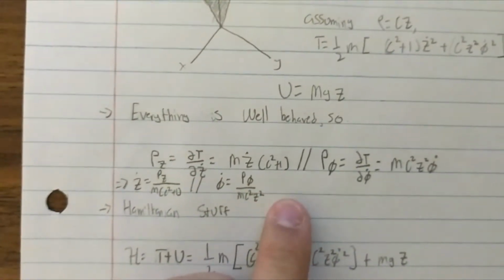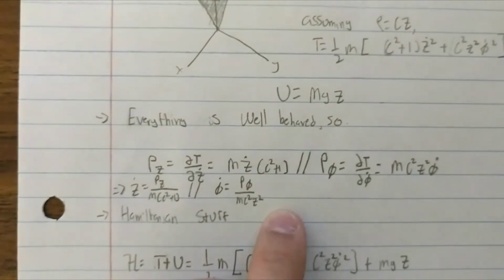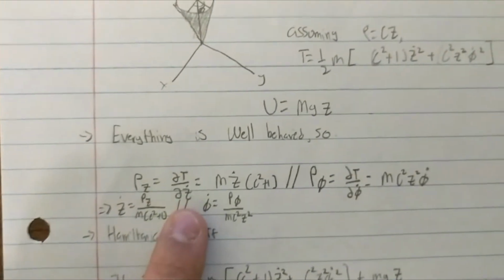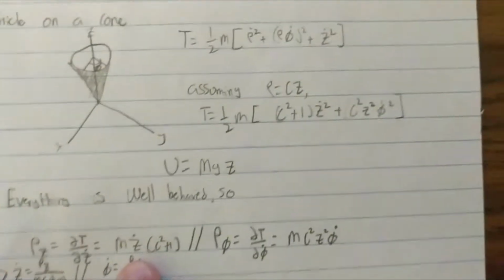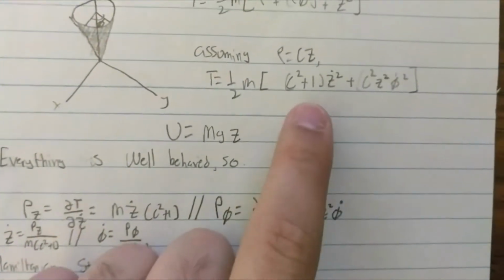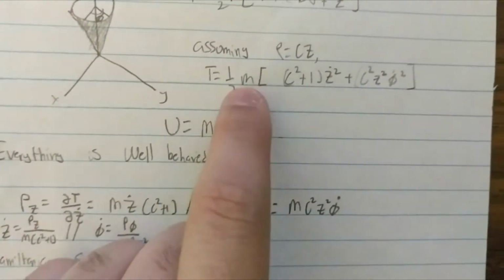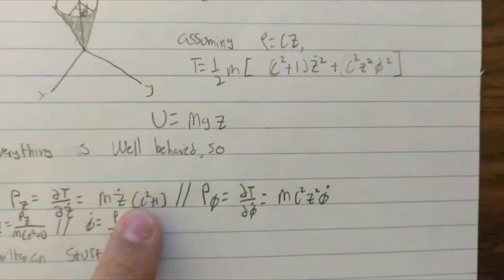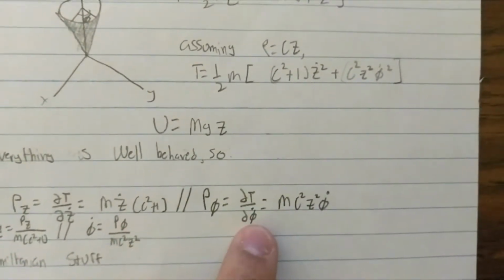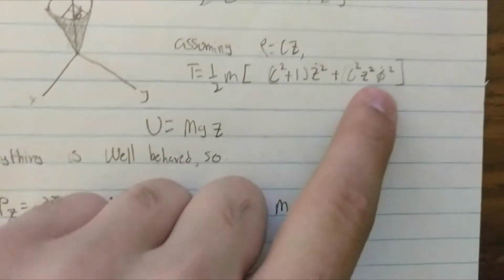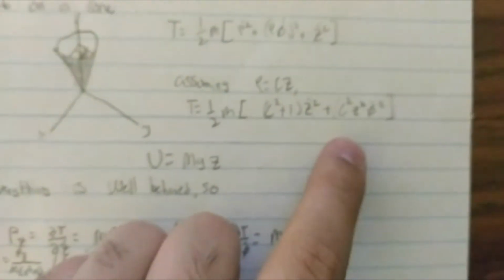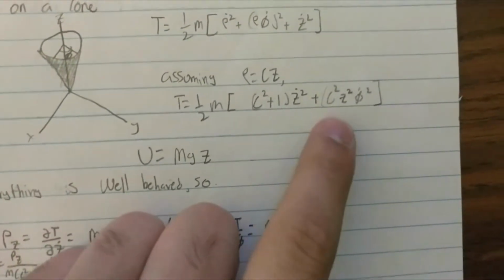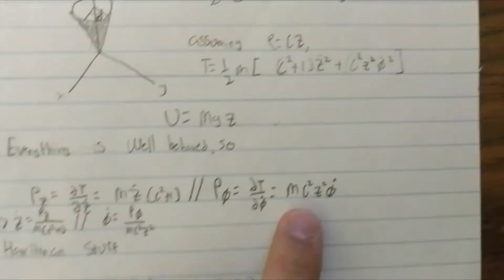First step you do, you find your p's, your generalized momenta. Generalized momentum pz is equal to the partial of kinetic energy with respect to z dot, which is equal to this. So basically, you're looking at this term. The 2 comes over, cancels out with the 1/2. You have an m (c squared plus 1), and then a z dot left, which is your generalized z momentum. Generalized phi momentum is the same idea. Differentiate with respect to phi dot. This time you're looking at this term. The 2 comes over, you have an m, and you still have your c squared z squared and a single phi dot left, which is right here.